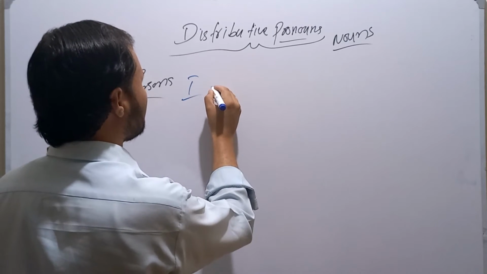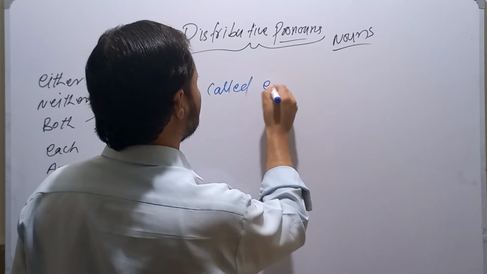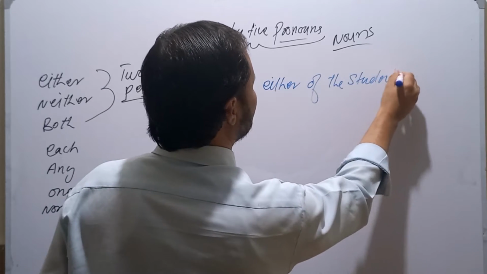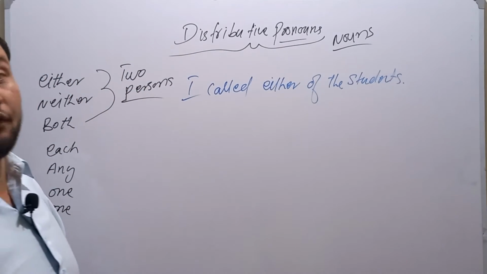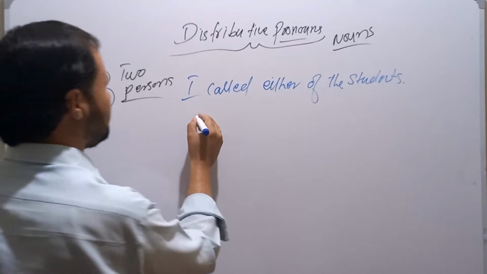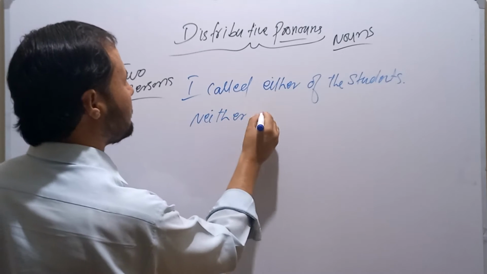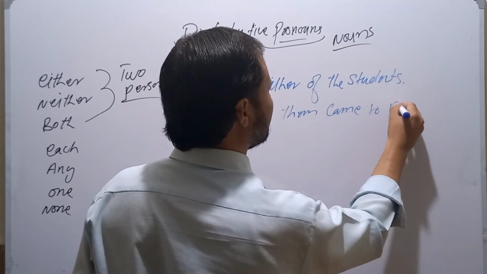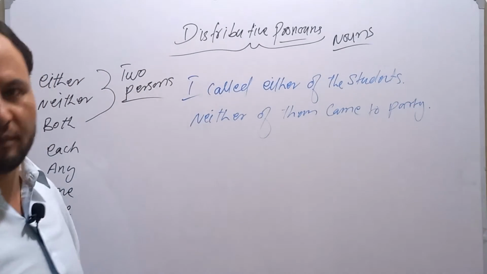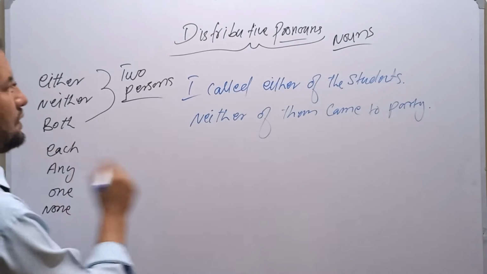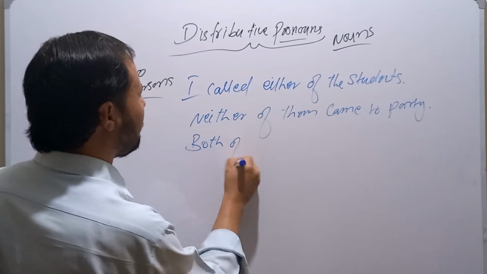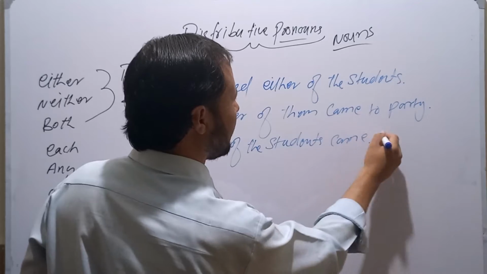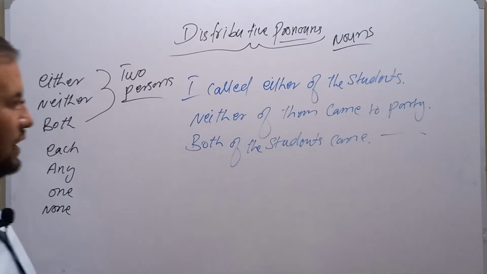I called either of the students. Now neither: neither of them came to the party. Now both is also the same: both of the students came to the party.